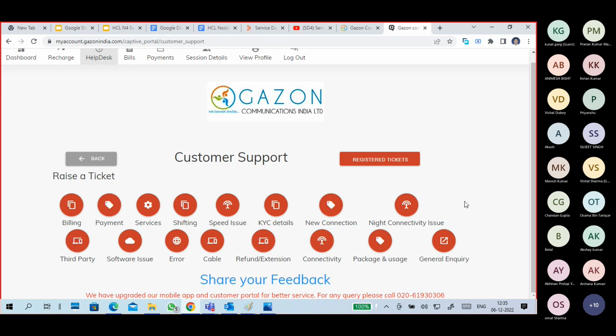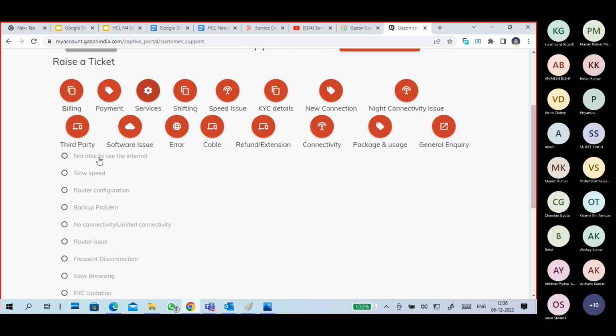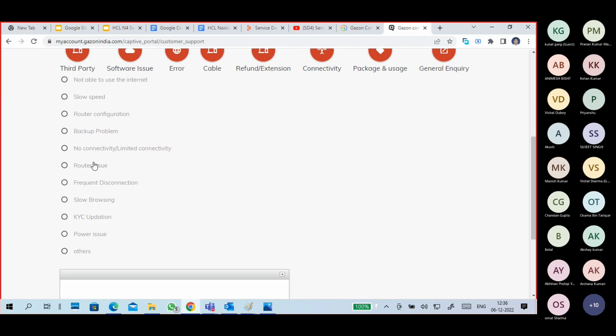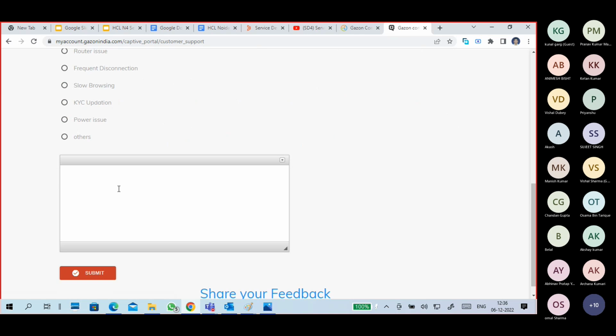Incident reports are also there. Incident means internet is not working: night issues, speed issues, service related issues. I click on service. It is service related: unable to use internet, slow internet speed, router configuration, backup problem, no connectivity or limited connectivity, router issues, frequent disconnection, slow browsing, KYC updation, power issues, and others. Okay, unable to use internet. Then give the comments and submit.